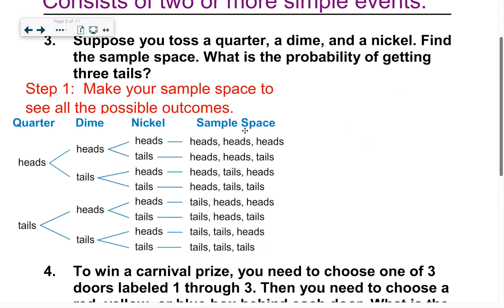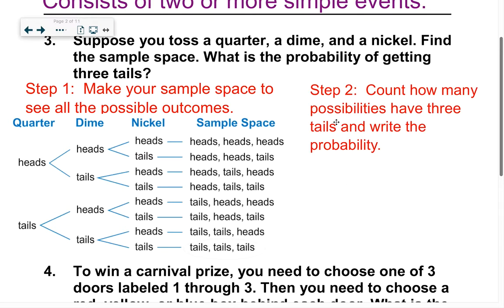So again, I'm looking at this sample space. How many possible outcomes are there? There's 1, 2, 3, 4, 5, 6, 7, 8 possible outcomes. So great, we've got our sample space.